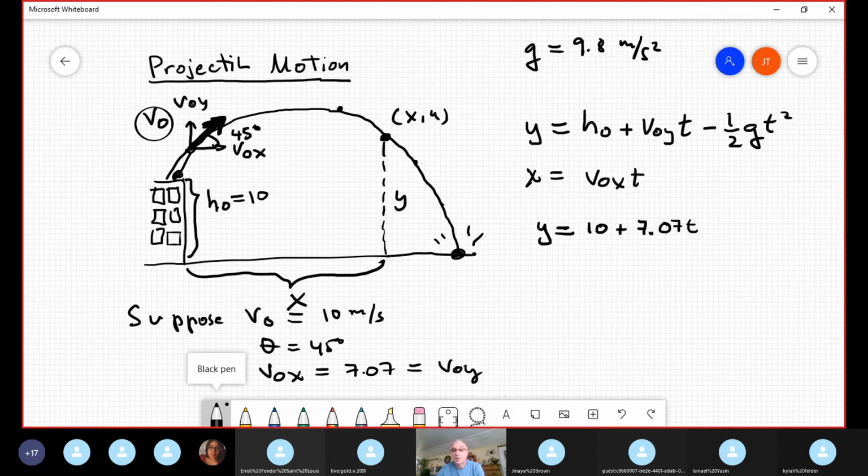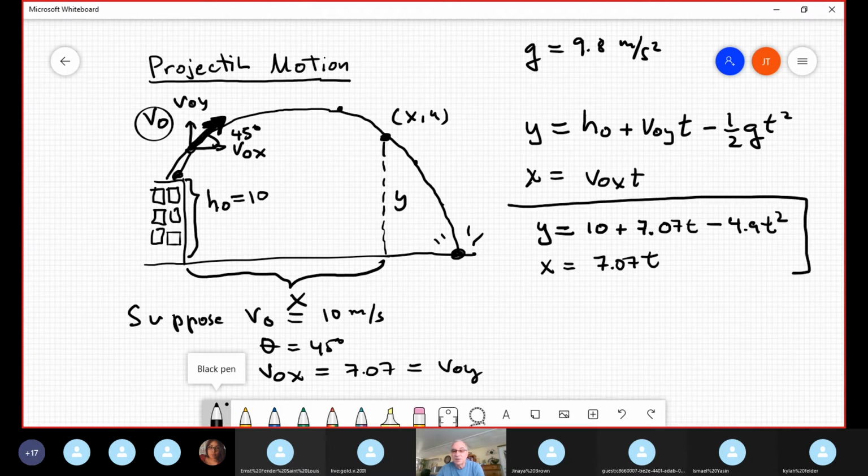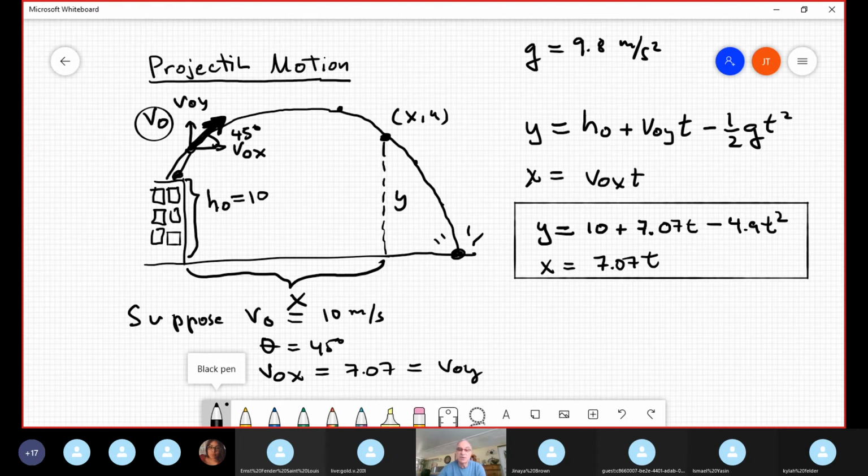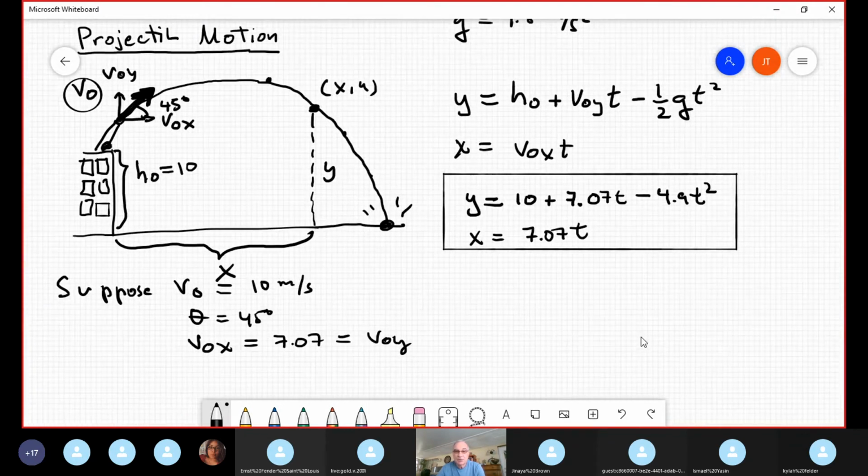It's the same. Minus the gravity, 9.8 divided by 2, 4.9 t squared. And this is the equation that describes the motion in the y direction. And the x direction is easier. It's 7.07 because it's the same component, t. And this is the set of equations we need to analyze to describe the motion of the parabola. Okay.